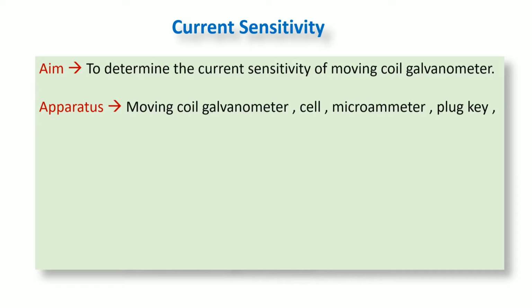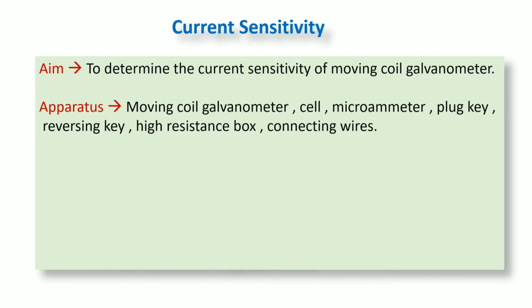Now what are the apparatus used in this experiment? The apparatus used are a moving coil table galvanometer, cell, microammeter, plug key, reversing key, high resistance box and connecting wires. The microammeter we are going to use has a range from 0 to 500 microampere. Clear? Is it understandable?